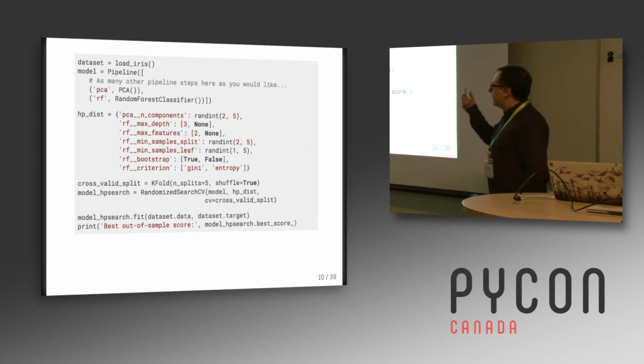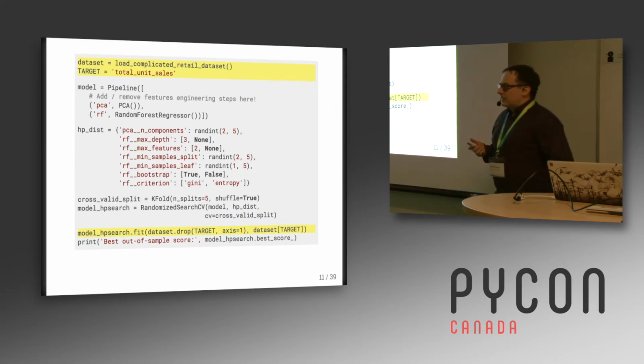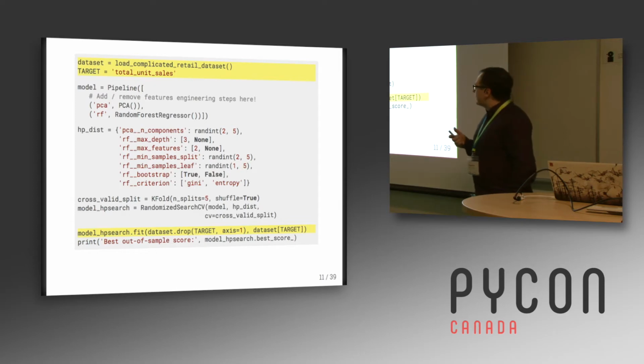So can I take my model and just replace the line at the top with load complicated retail dataset, and will it work? Well, not sure. Like so, Pandas DataFrame and numpy array aren't quite the same beast. They're pretty different actually. So one way to make this work is to go back.